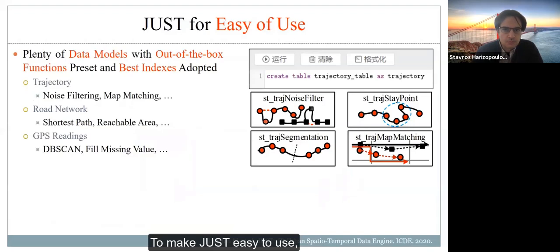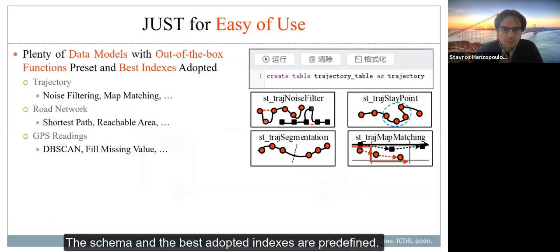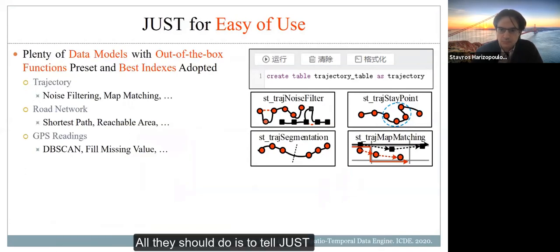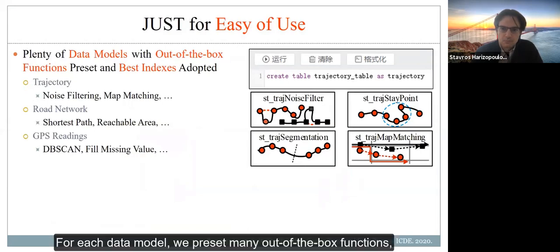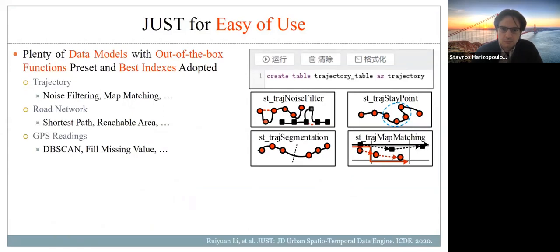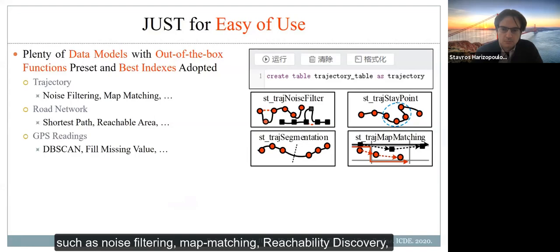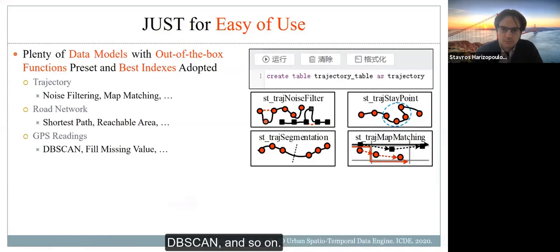To make Just easy to use, we introduce plenty of data models where the schema and the best-adapted indexes are predefined. Users don't need to know the underlying knowledge of Just. All they should do is tell Just what types of table they want to create. For each data model, we preset many out-of-the-box functions, such as noise filtering, map matching, reachability discovery, HB scan, and so on.